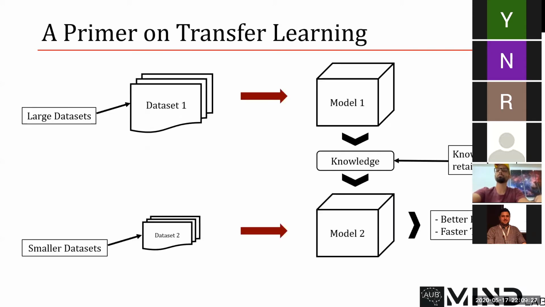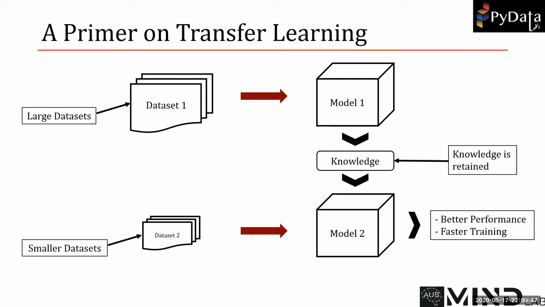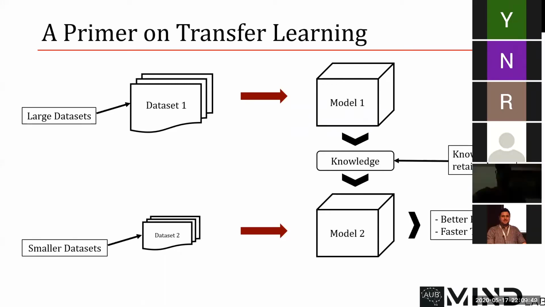So, a primer on transfer learning. Transfer learning is a technique in machine learning and in deep learning where if you have a large data set, let's call it here data set 1, you first train a model on it. This model will acquire some knowledge from this data set. And using this acquired knowledge from this model, we can later on train it on a new data set, which is different from the first one and usually a smaller one.